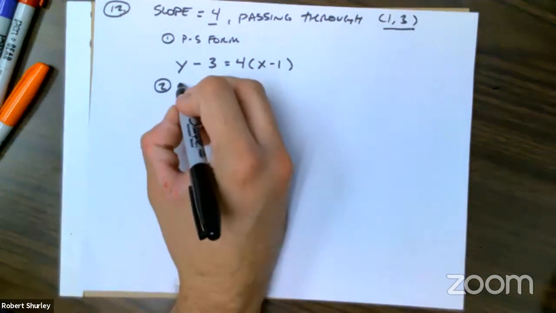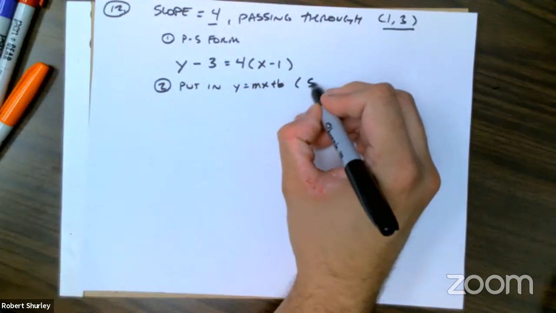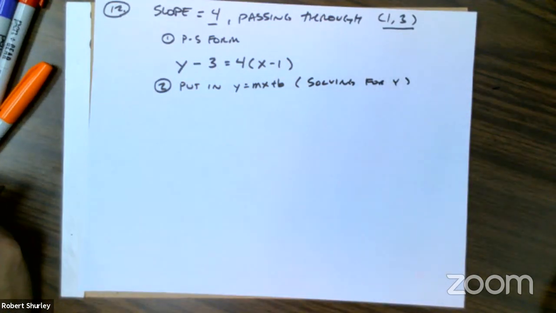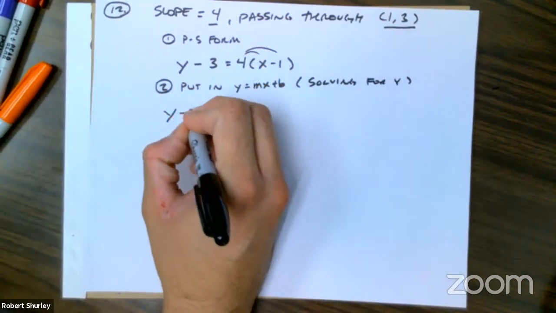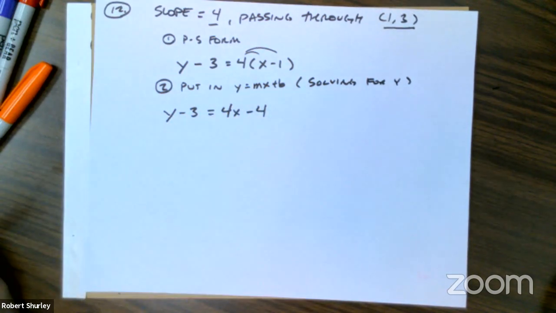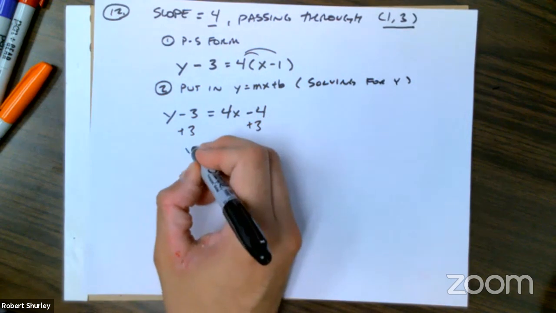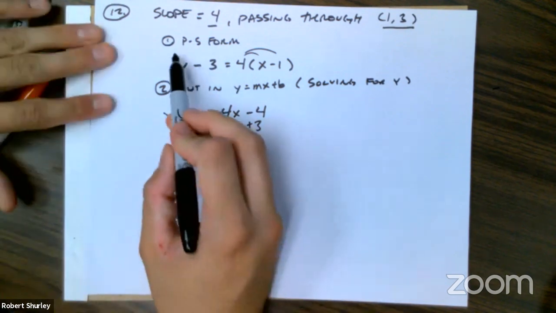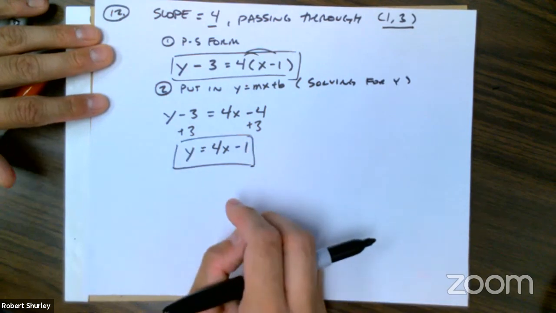Step 2, though, we're going to put it into y equals mx plus b, slope intercept form. And really all we're doing is solving for y, okay? So I'm going to distribute the 4, and I get y minus 3 equals 4x minus 4, right? This looks really close to the last example we did. Add the 3, and we get y equals 4x minus 1. So the first part of the answer for this question is point slope form. The second part is slope intercept form. Okay?